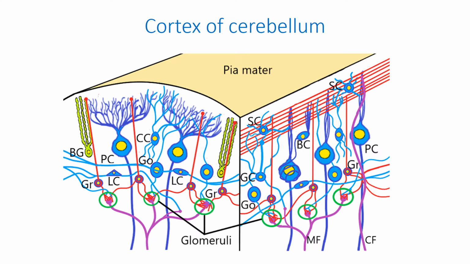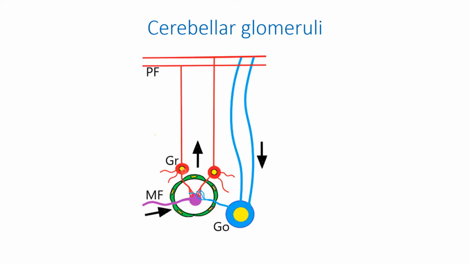The granular layer contains several types of neurons, such as granule cells, Golgi cells, Lugaro cells, and unipolar brush cells. The granule cells are the smallest and the most numerous neurons in the brain. Their total number in the human cerebellum makes up about 75 to 80% of all the brain's neurons.